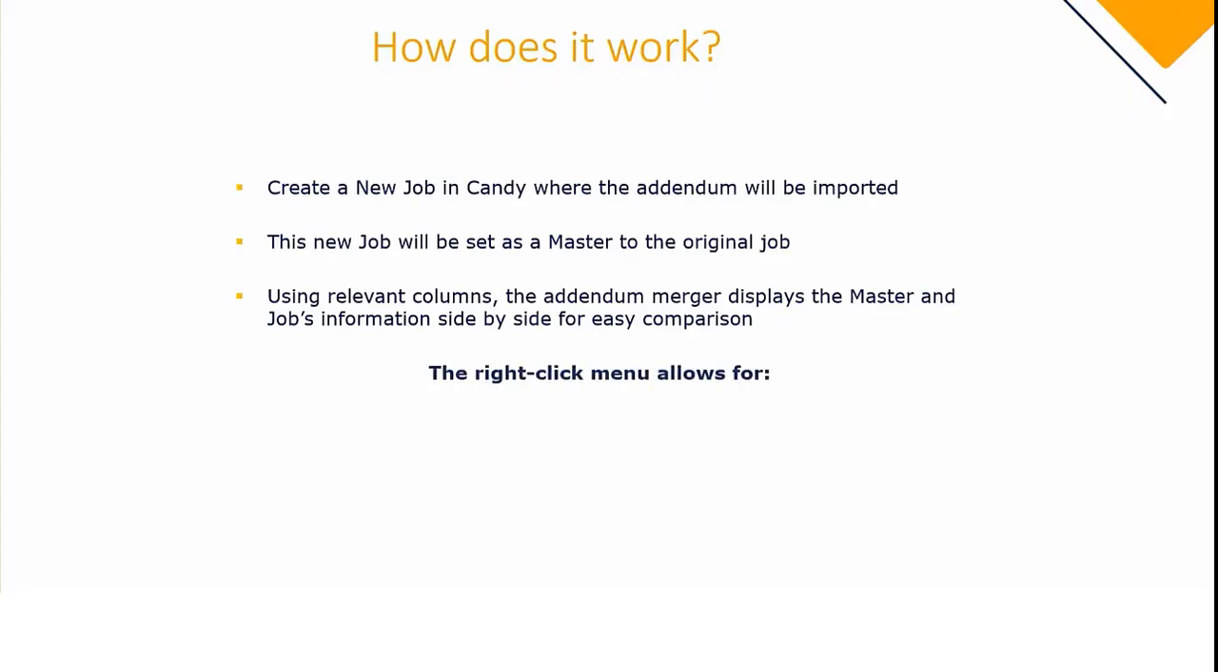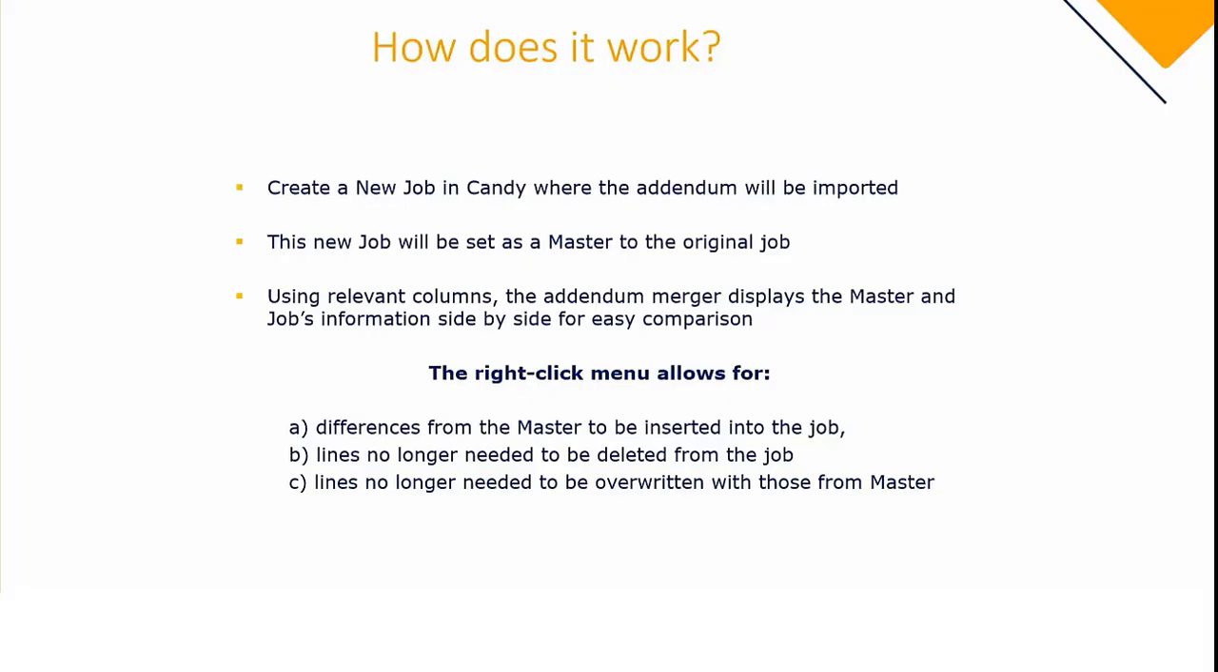You will also get the right-click function. With that functionality, the differences from the master or the addendum can be inserted into the job. The lines or items that are no longer needed can be deleted from the job. And also, lines that are no longer needed can be overwritten with those from the master. And once all of the differences have been resolved, the changes to the bill can then be accepted and the bill can then be corrected and updated accordingly.